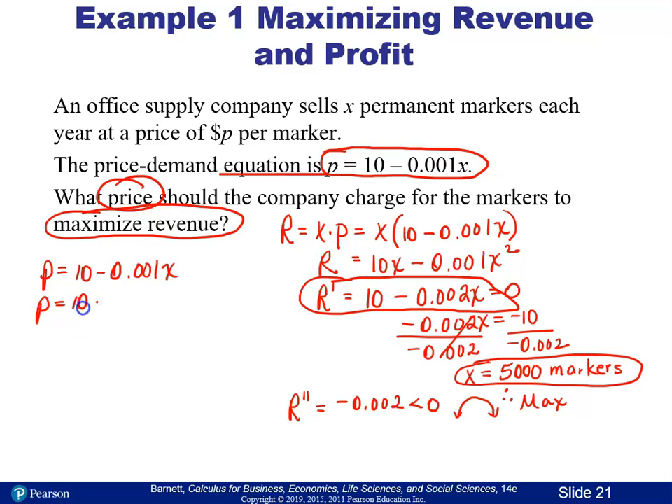So that's going to be 10 minus 0.001 times 5,000. And so that's going to be $5 per marker. Okay, so this company needs to produce 5,000 markers in order to maximize their revenue, and the price that they need to charge per marker is going to be $5 per marker.